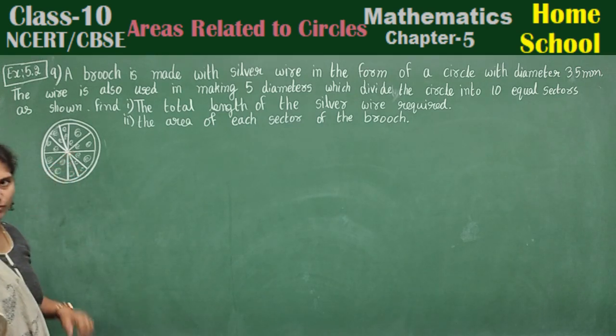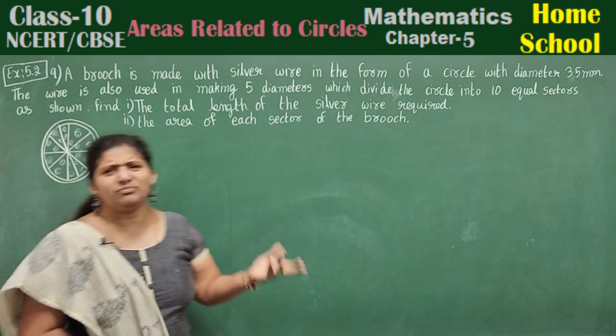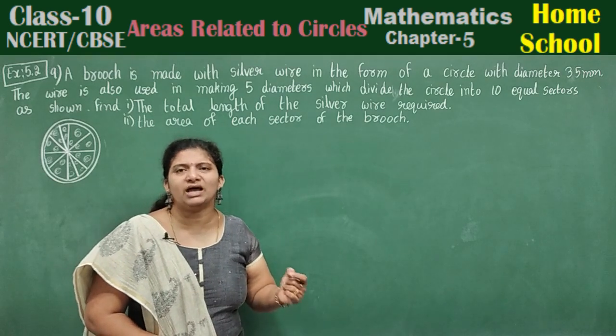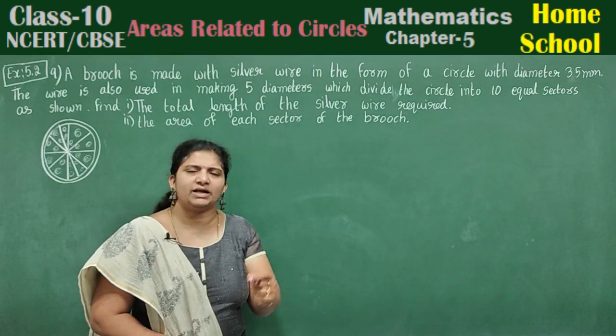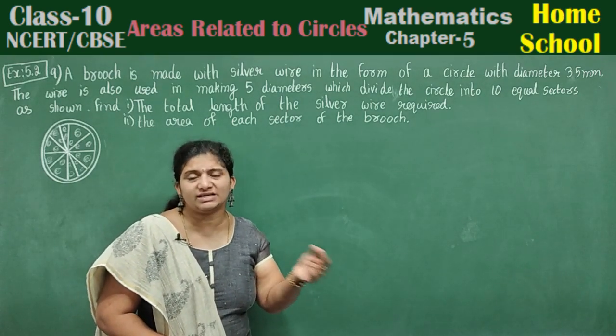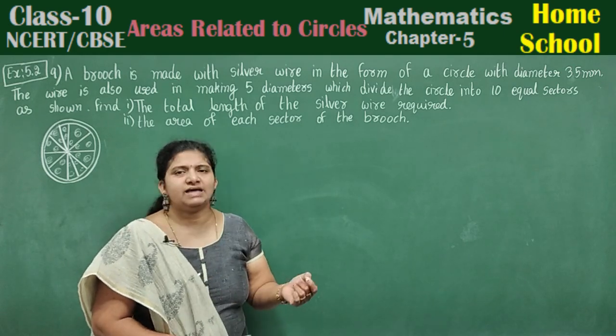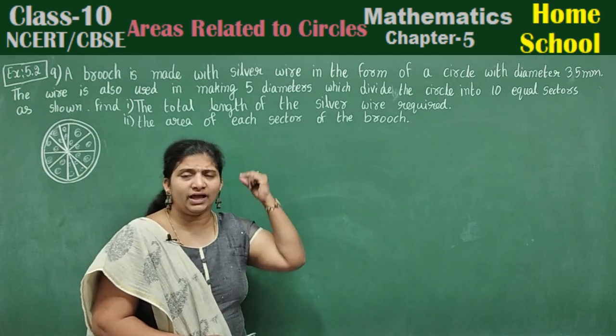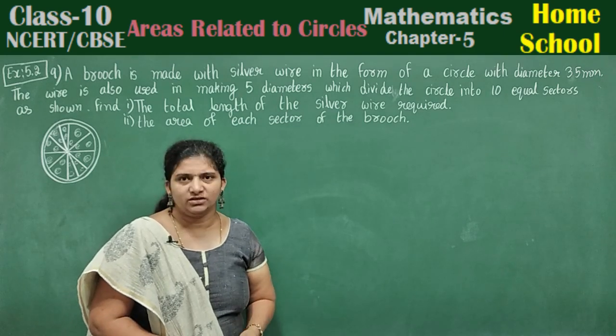So, what is a brooch? A brooch is one type of jewel. On the backside a pin will be there, which can be used as a badge, or it can be used as a sari pin or any other hair clip.